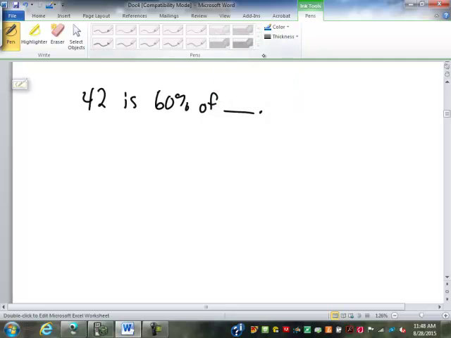Another one that's slightly different. Again, we have the percent. 42 is 60% of blank. We'll start out with the percent, 60 over 100. We have the 42 and the missing number. 42 goes with the 60 over the missing number, the blank, or the x.